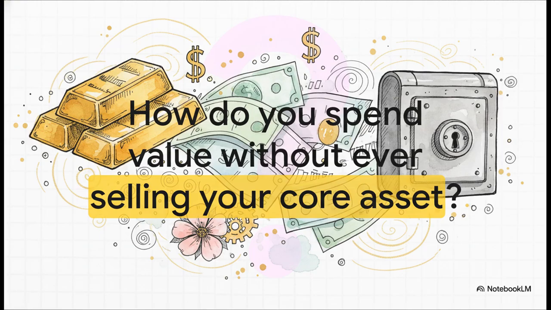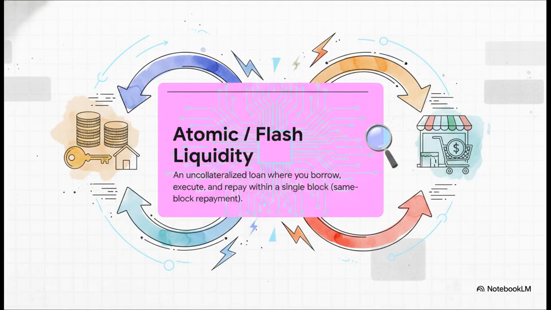So let's ask that core question one more time. How do you pay your bills? How do you invest in new opportunities or handle emergencies using the value of your gold without ever having to sell a single ounce of it? The answer is something that could only exist in this unique digital environment. It's called an atomic flash loan.